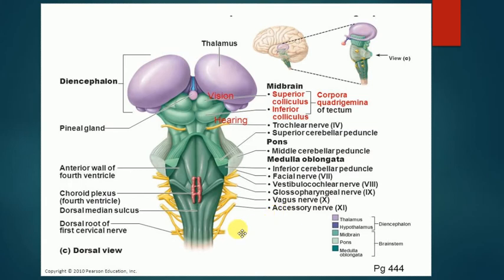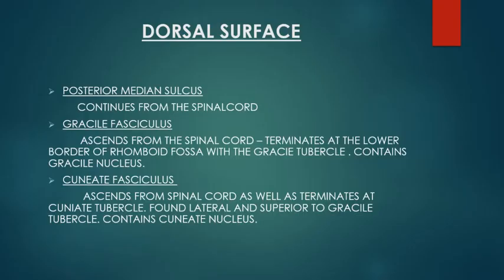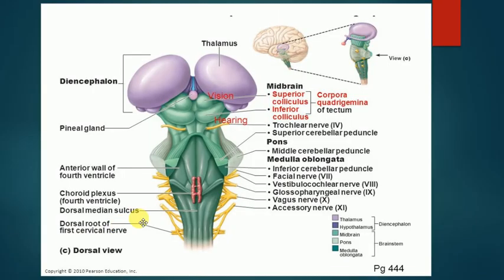Here is the gracile fasciculus, and here is the gracile tubercle. We can see here the cuneate fasciculus, and here is the cuneate tubercle, and the posterior median sulcus. This is the dorsal median sulcus or posterior median sulcus.